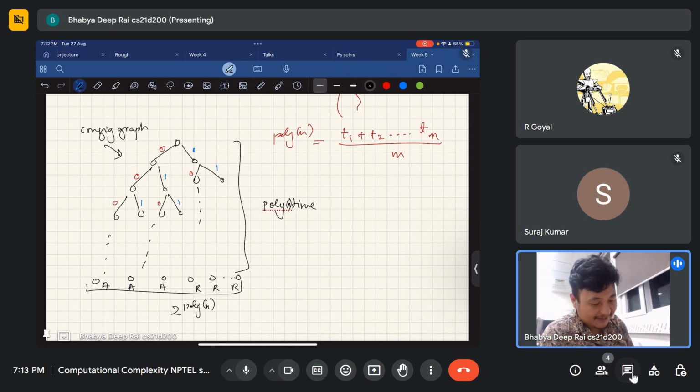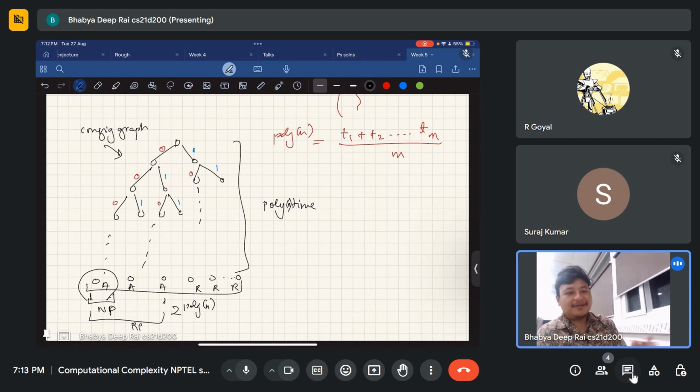What does NP say? NP says at least one of these paths should be accepting. What does RP say? It says half. For NP, at least one. And for RP, half of these should be accepting. BPP is slightly more nuanced. It talks about accepting as well as rejecting.